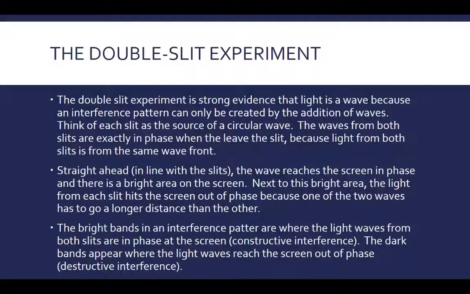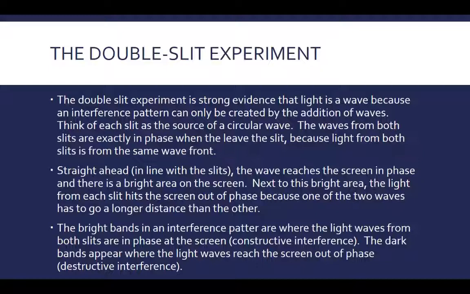The double slit experiment is very strong evidence that light is a wave because an interference pattern can only be created by the addition of waves. So right now, I want you to think about each slit as the source of its own circular wave. Think about it like throwing pebbles into a pond. The waves from both slits are exactly in phase when they leave the slit because the light from both slits came from the same wavefront.